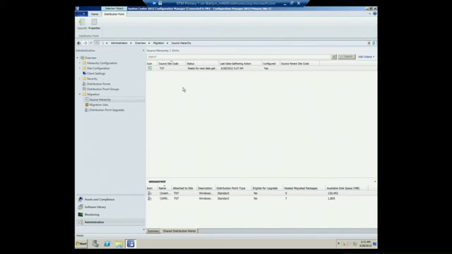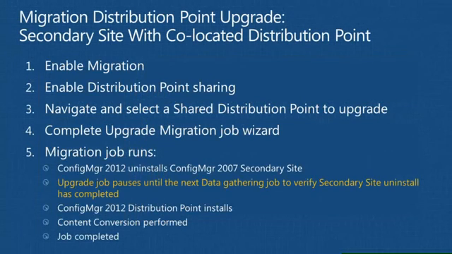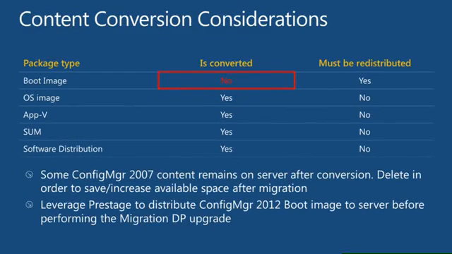But we are over time, so hopefully I have no good slides I have to show you. Secondary sites, we do the same thing. We just uninstall the secondary site. We pause until your next data gathering process so that we can identify that the secondary site's been successfully removed. Then we go ahead and do our DP upgrade process. And content conversion, we convert most of the content over with the exception of your boot images. And that is not converted over, as John mentioned.